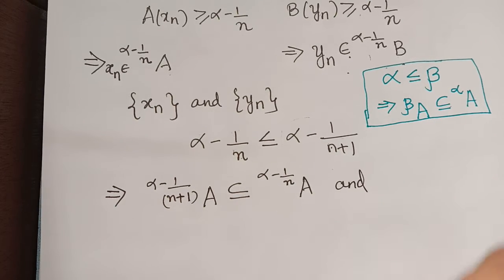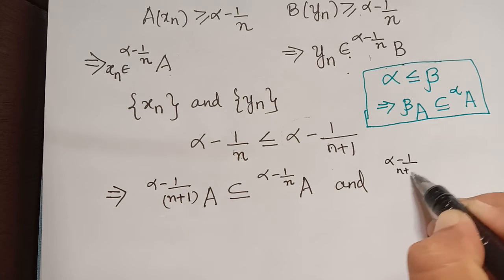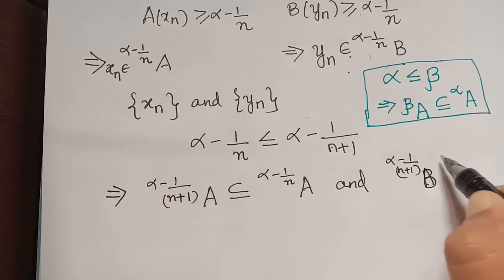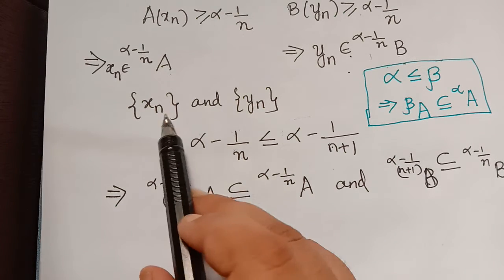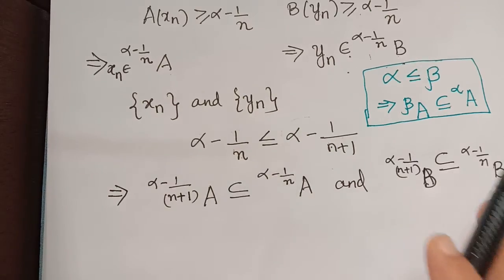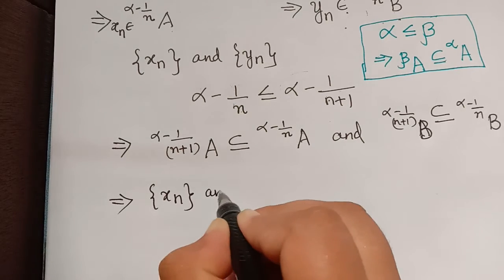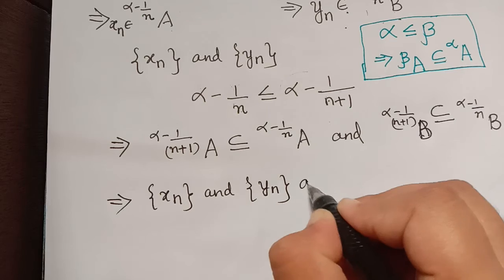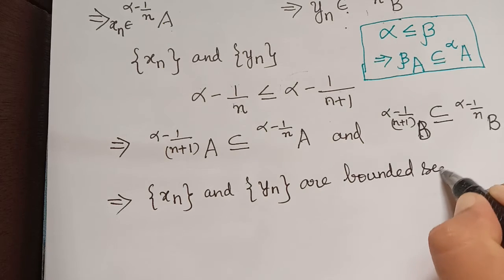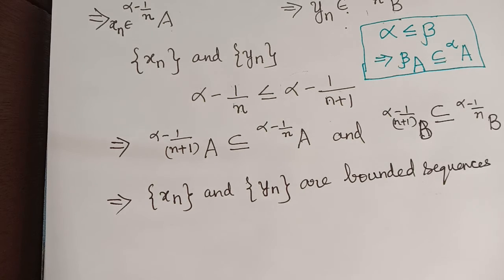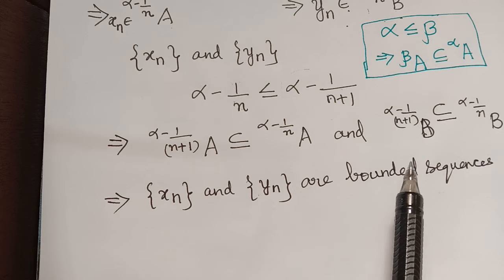Similarly we can do it for the fuzzy set B. Alpha minus 1 by n plus 1 cut of B will be a subset of alpha minus 1 by n cut of B. And these two sequences xn and yn lie in closed intervals, because of which we can observe that the sequences xn and yn are bounded, because if it is closed we know the lower bound and the upper bound. So xn and yn are bounded sequences.